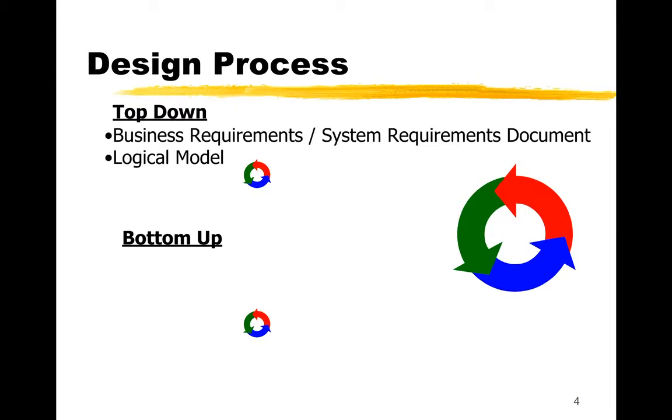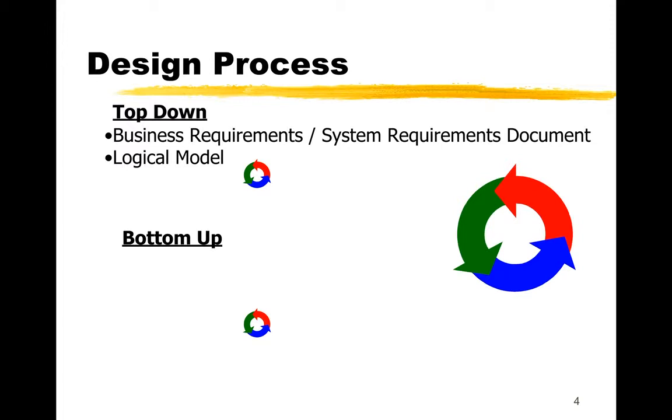There are two different types of processes involved with database design. You have a top-down process and you have a bottom-up process. Top-down means you start at the 50,000 foot level and you go down to the bottom. The bottom-up means you start at the bottom and you move all the way up to the 50,000 foot level.